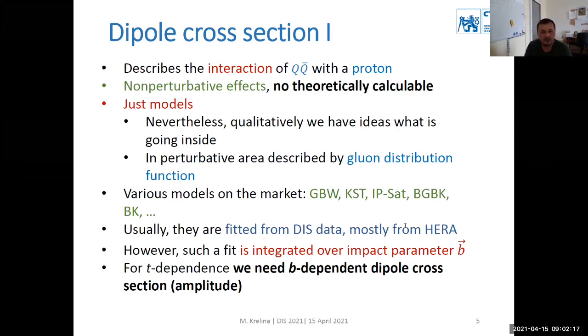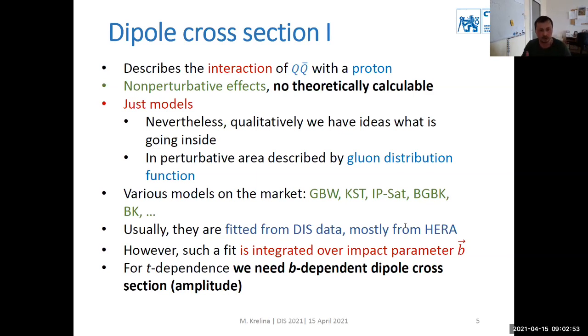In general, it's not theoretically calculable, so we have only models, but we have pretty good ideas what is behind. The most common interpretation is based on gluon distribution functions. On the market, there are many models like GBW, KST, IPSAT, BK, different options for BK, CGC, and so on.